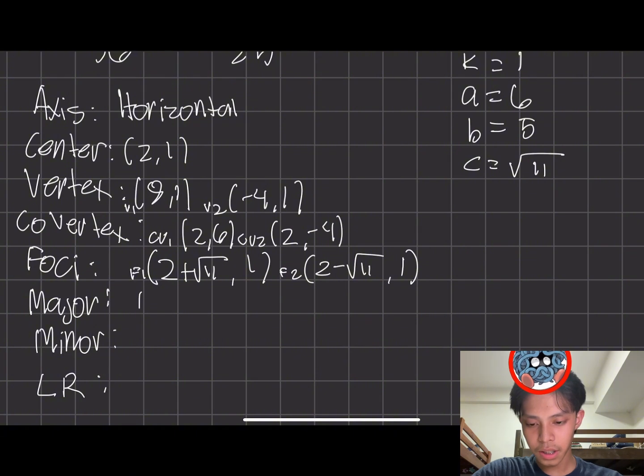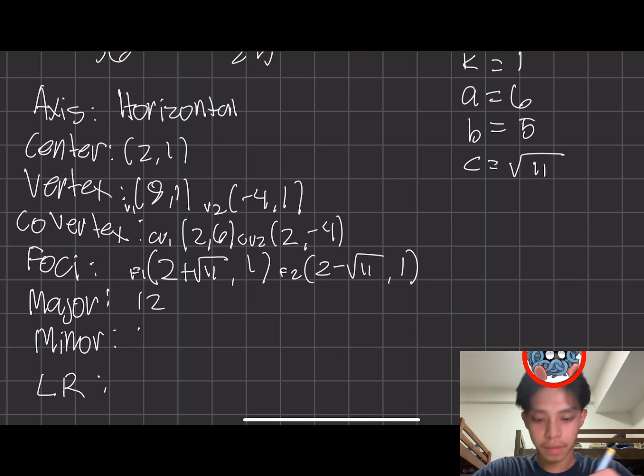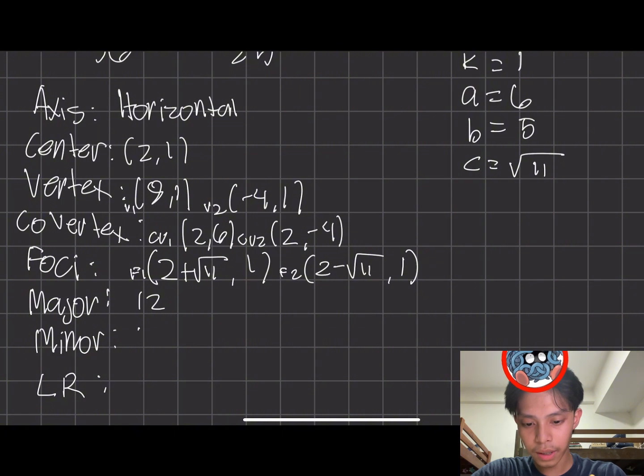So for the major part, we first have to find the square root of 36 and we multiply it by 2. The square root of 36 is 6. Multiplied by 2, it's 12. And the square root of 25 is 5. We multiply it by 2, then it's 10.